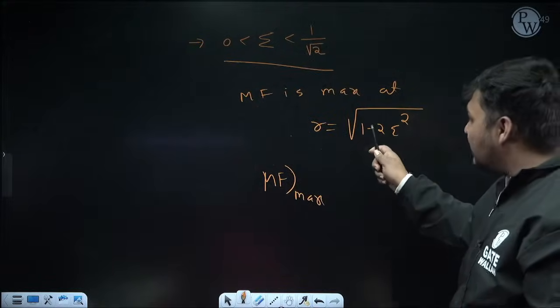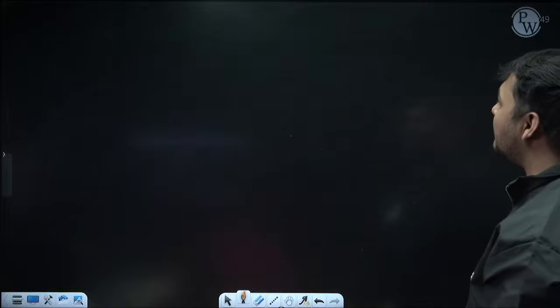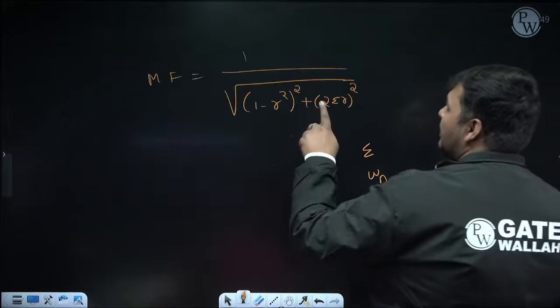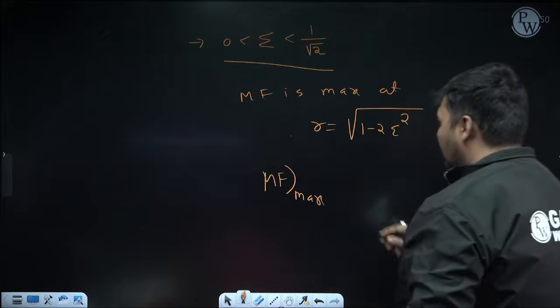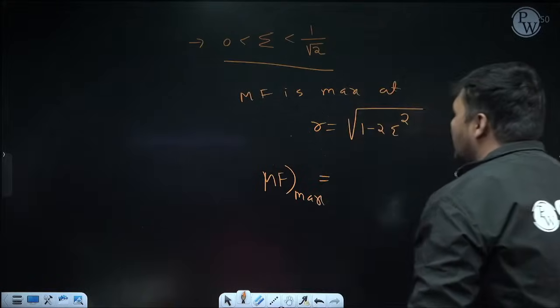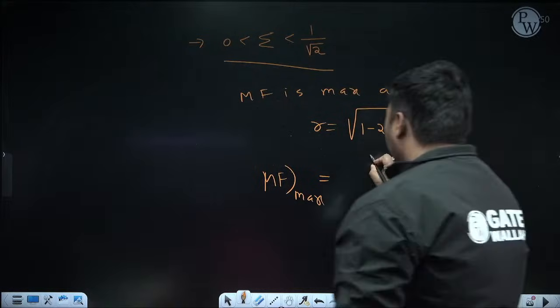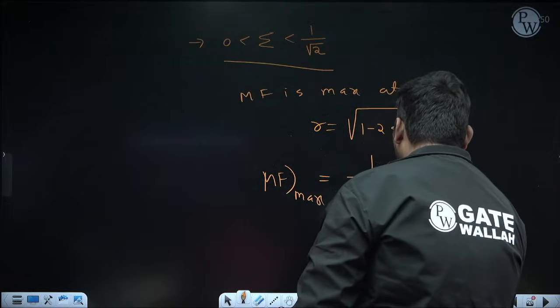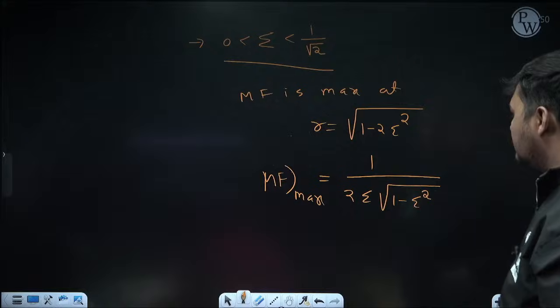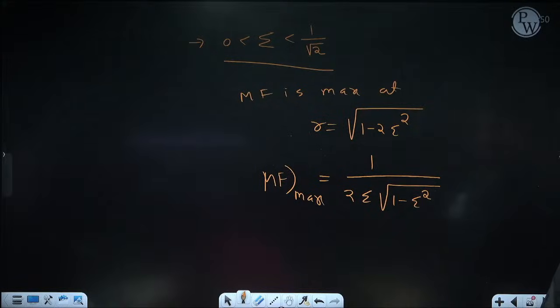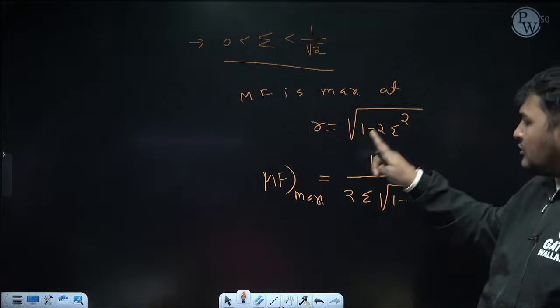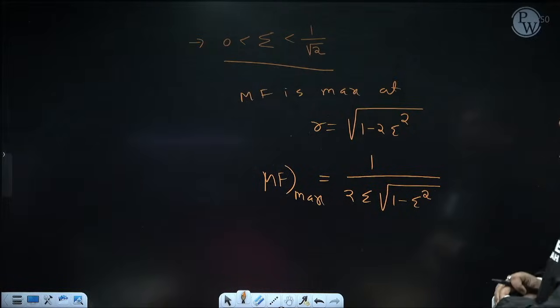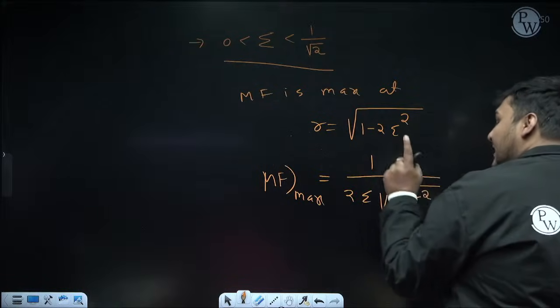I am not going into the derivation. If you put R equal to root 1 minus 2 zeta square, or R square equal to 1 minus 2 zeta square, in the expression of MF, you will get the expression of the maximum value of MF for any fixed zeta. And if you do the derivation, you'll get this expression: 1 upon 2 zeta root over 1 minus zeta square. Yes, you'll get this expression. If you put this in the equation of MF, you'll get this equation. So this is the formula to calculate the maximum value of MF for any fixed zeta.